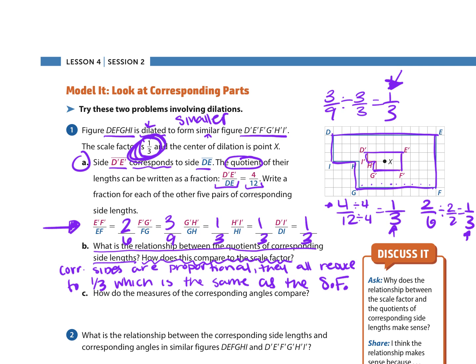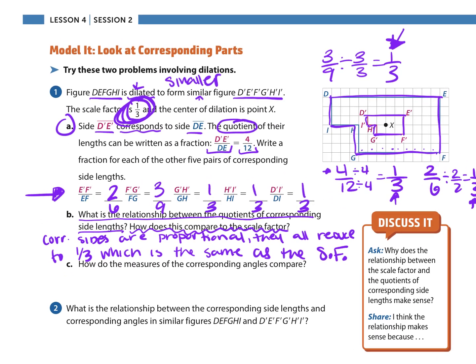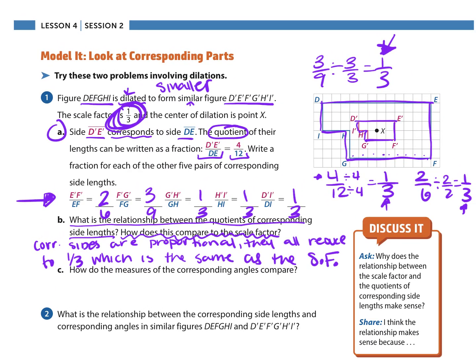That's part B. We were comparing our side lengths, all right? Part C asks, how do the measures of the corresponding angles compare? So let's look at these angles because that's the second part to know if our shapes are similar. In the pre-image, every single angle that we have is 90 degrees. And in our image, there's still 90 degrees. So corresponding angles are congruent, using the symbol for congruent.